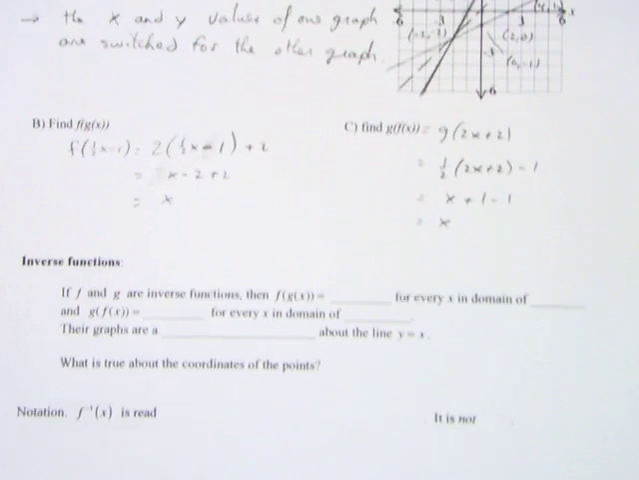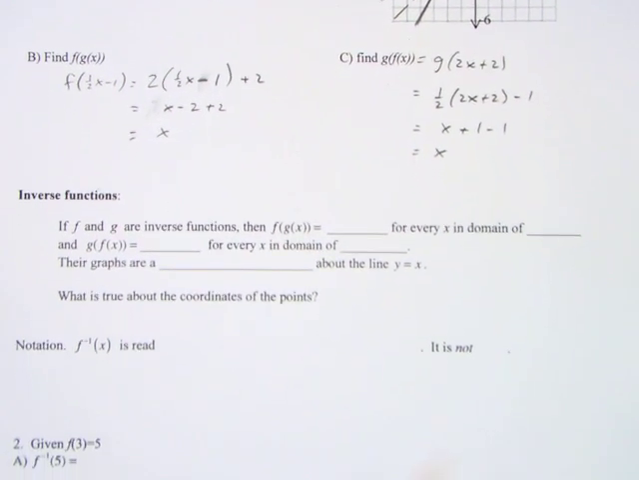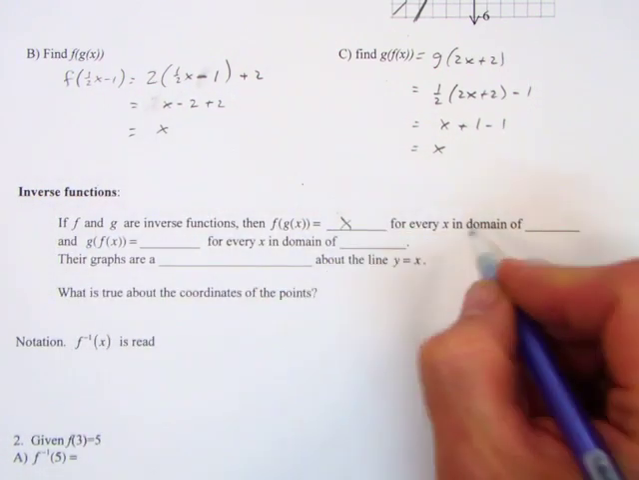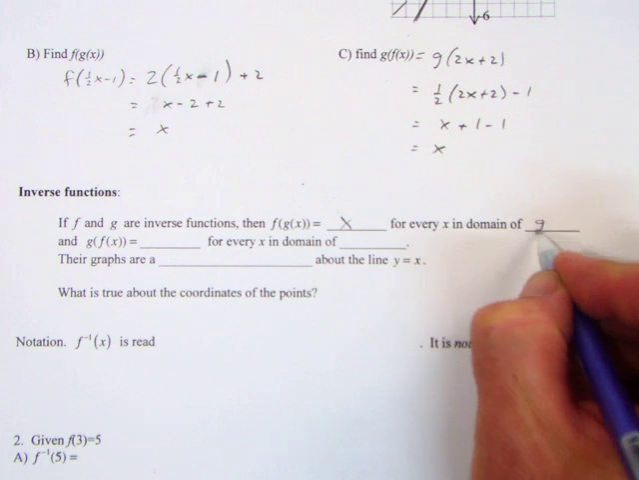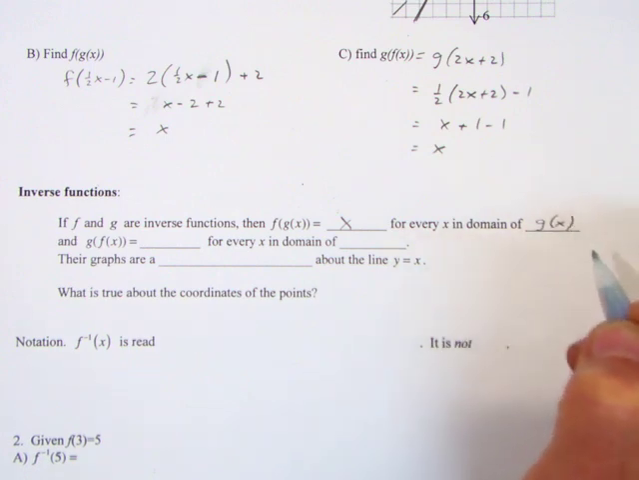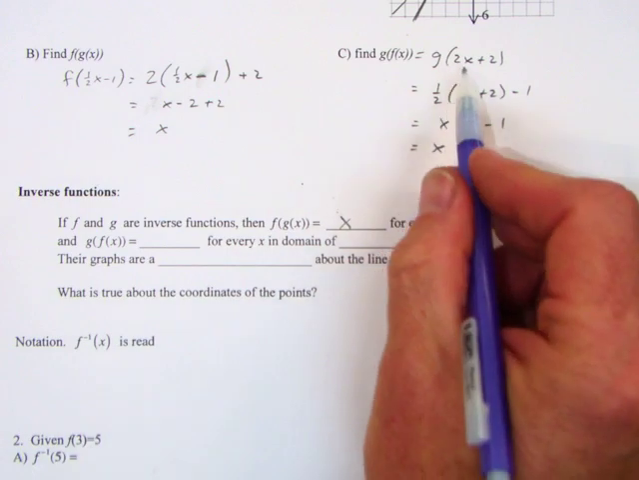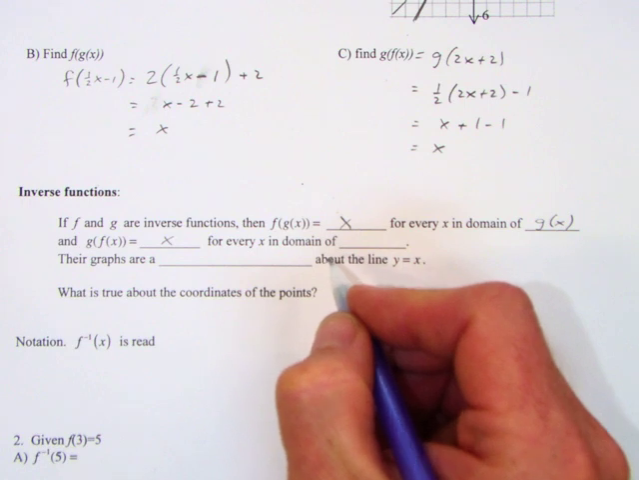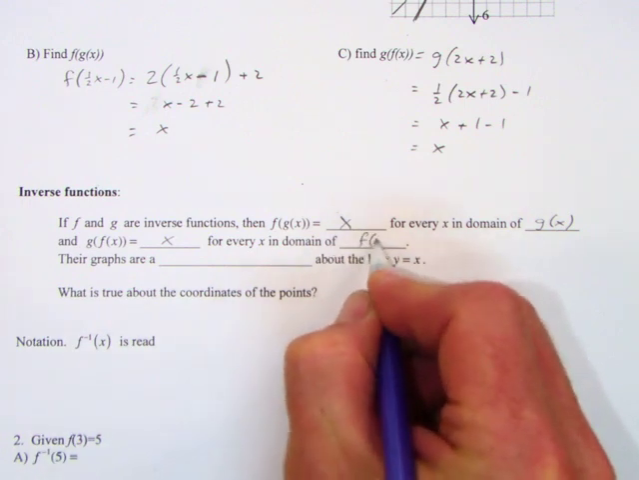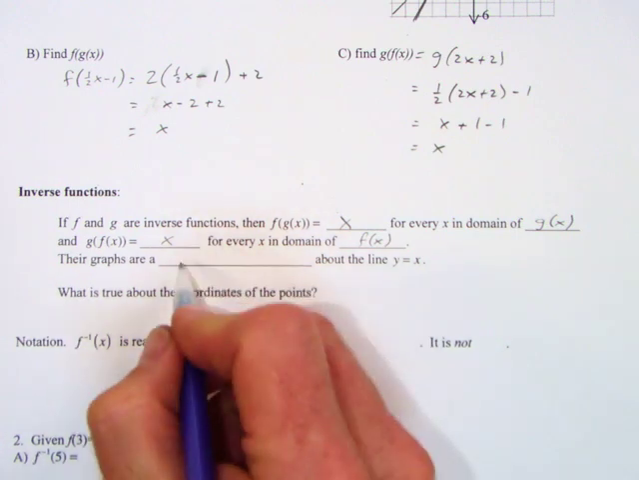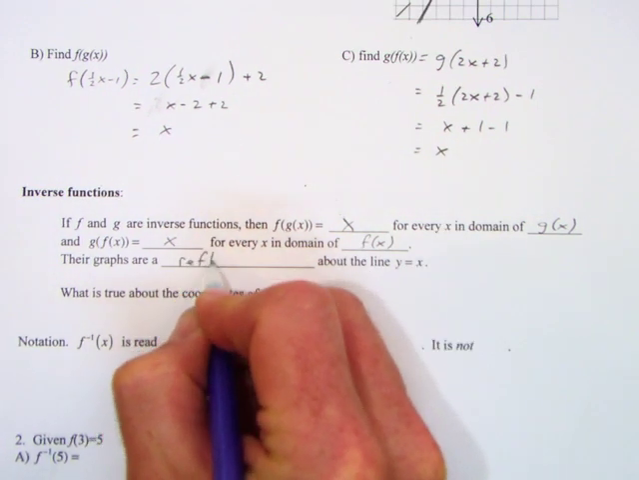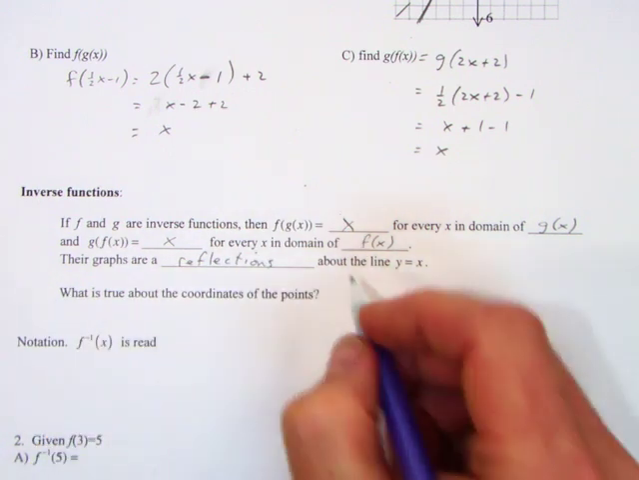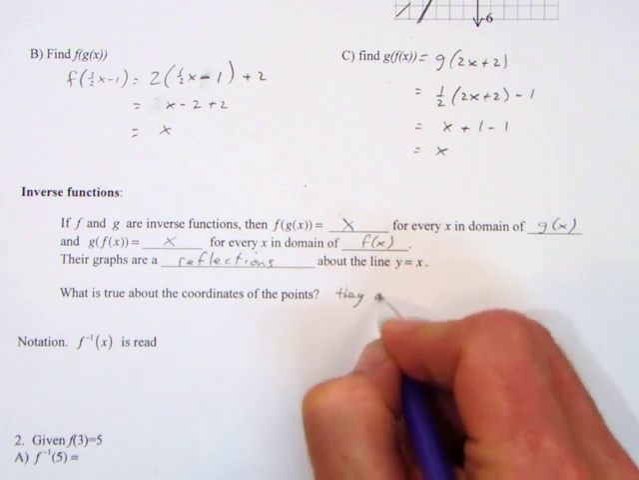If f and g are inverse functions, then f of g of x, that's what we just did here, equals x for every x in the domain of g of x. And g of f of x, that's this one, also equals x for every x in the domain of which function? Of f of x. Their graphs are reflections about the line y equals x. And what's true about the coordinates of the points? They are switched.